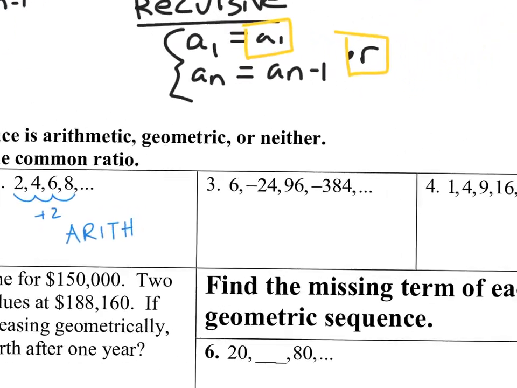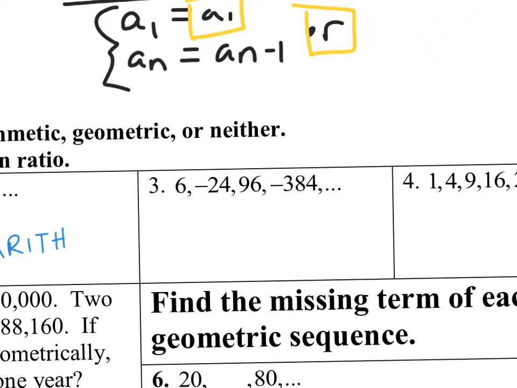Number 3, again, it's going positive, negative, positive, negative. So it can't be arithmetic. So I'm going to divide these two, and I get negative 4. Divide this third term by the second term, and I get negative 4. Second term divided by first term, and I get negative 4. So it's geometric, and your r equals negative 4.